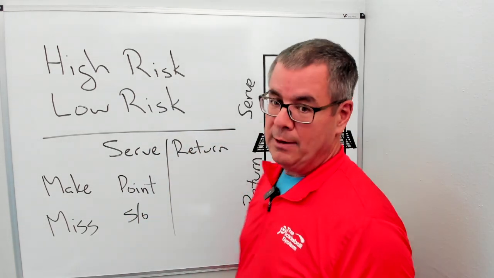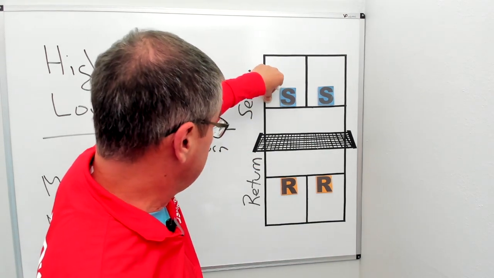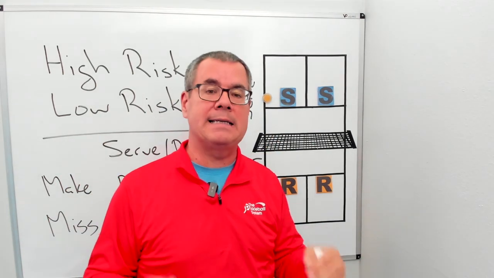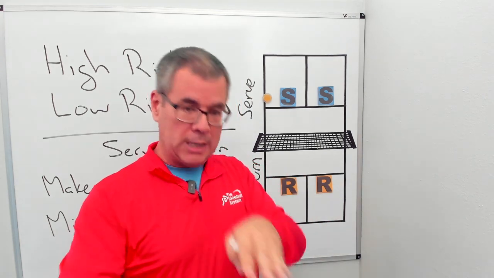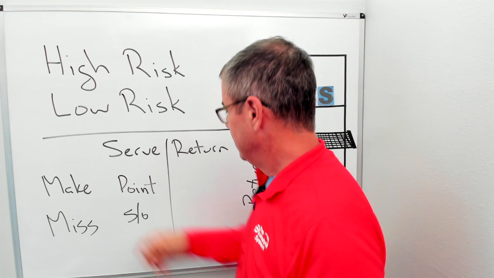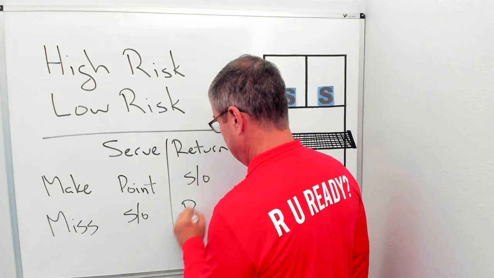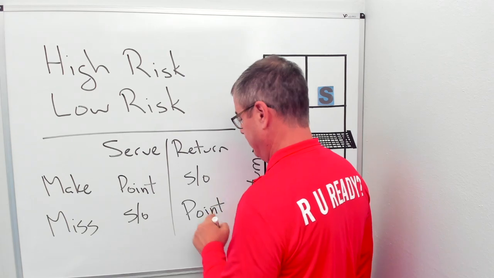Now let's flip it around to the return team. What happens if the return team tries the exact same shot? We'll put it over here now. So the return team's trying to hit the exact same high risk winner shot, low, aggressive, right on that sideline there. If they make it, they get a side out. And if they miss it, they give up a point, okay?